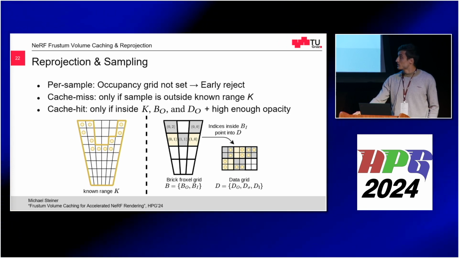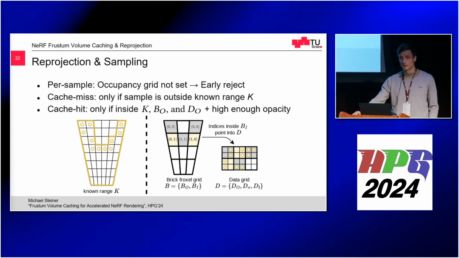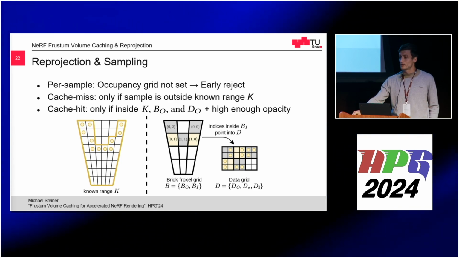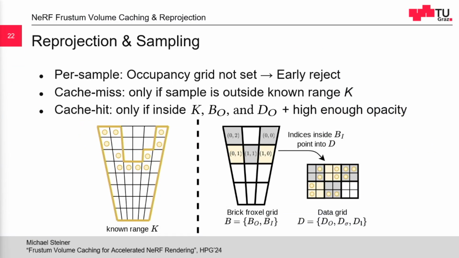For reprojection and sampling, we perform normal ray marching and per sample check first the global occupancy grid. If it's not set, we always reject samples. A cache miss happens only if a sample is also outside a known range, which we built during cache initialization and which is valid between the cache camera's near plane and the termination depth of its individual rays.